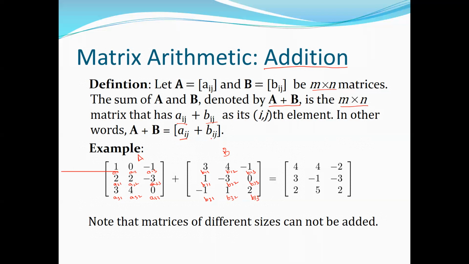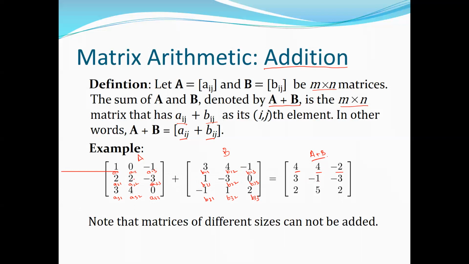So what does the definition say? Add the corresponding elements. A11 will be added with B11, so 1 plus 3 is 4. This is the resultant matrix A plus B. Then A12 will be added with B12, so 0 plus 4 is 4. A13, that is -1, will be added with B13, that is -1, so the sum is -2. Similarly, A21 will be added with B21. So what is that?